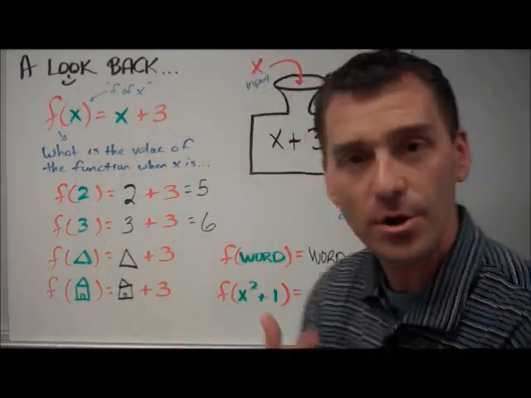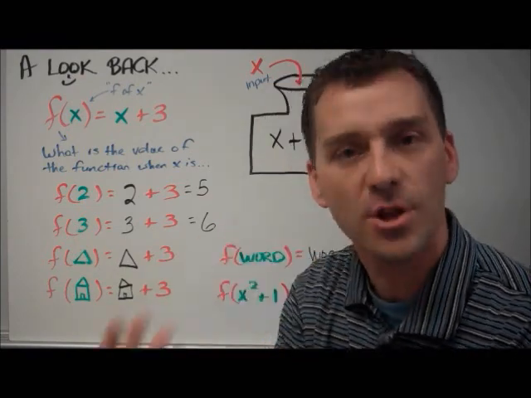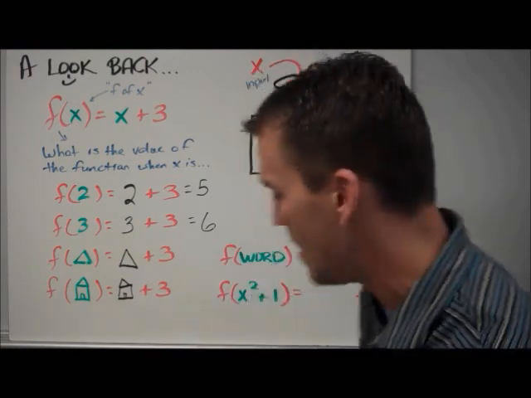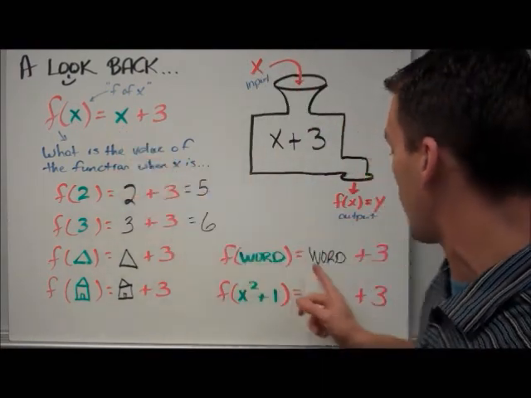So F word, you can look at it this way. It's forward. I'm forward thinking. You're a forward thinker. Think of it that way. So you see that I put word in for x right here, so I get word plus 3.